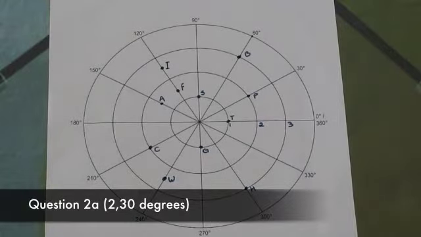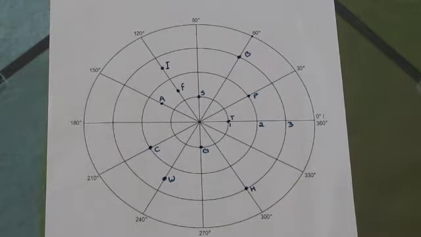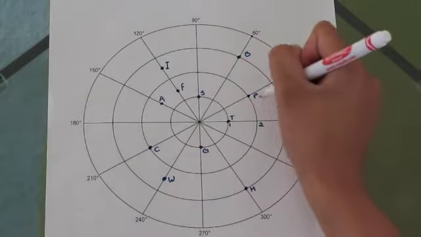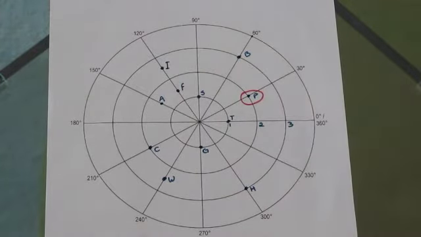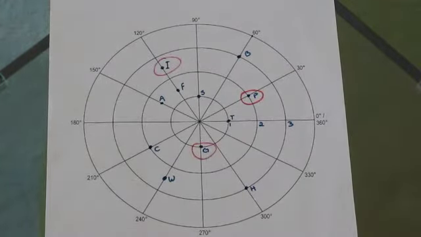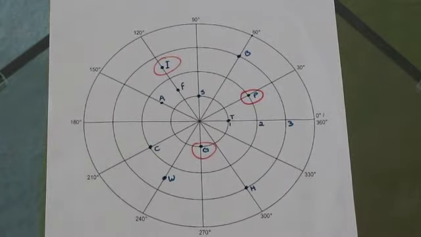So now on to question 2. Question 2 requires a polar grid. Give the letter that names each point: 230, which will be at letter P. So questions B and C should look like this.